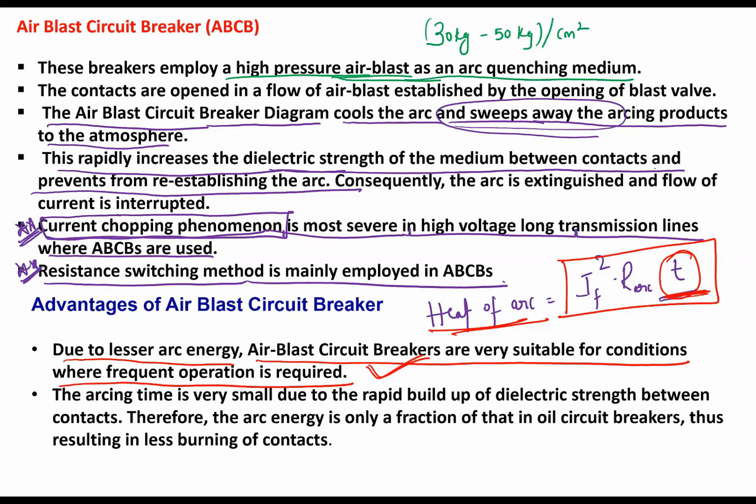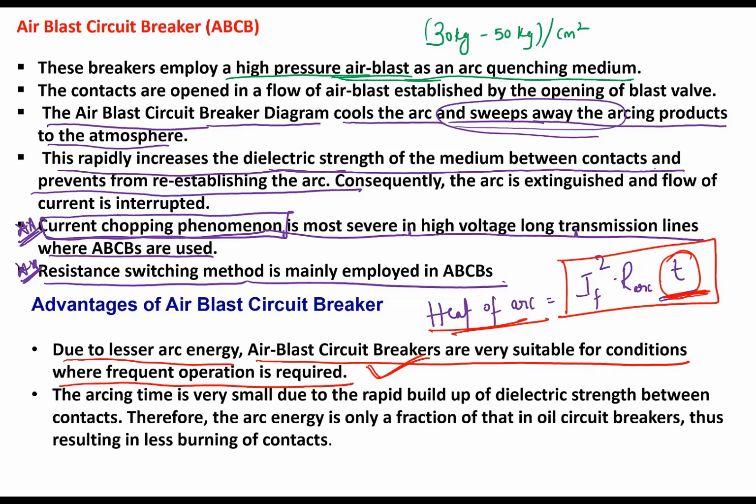Usually air blast circuit breakers are used in ultra high voltage and extra high voltage lines only, because their maintenance cost is very high. We have to have high pressure reservoirs of air, then a pipeline, and regular maintenance of all this equipment is required. So basically we go for air blast circuit breakers in ultra high voltage and extra high voltage lines above 230 kV only.